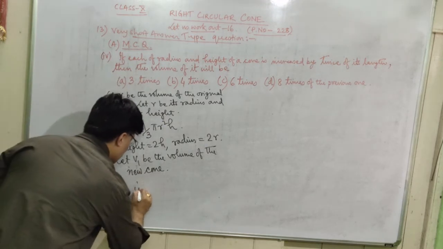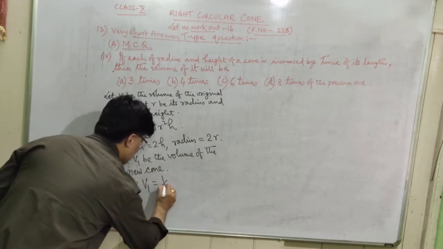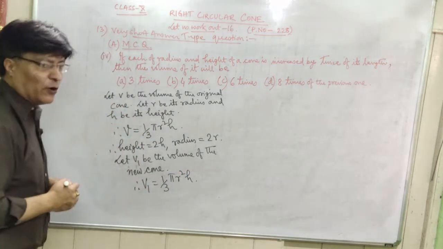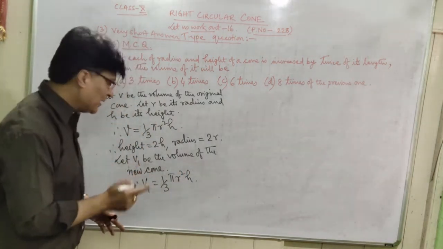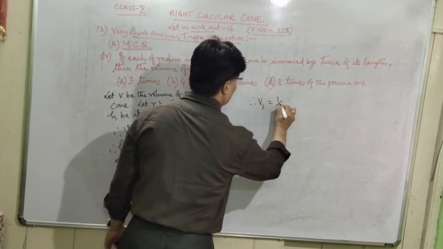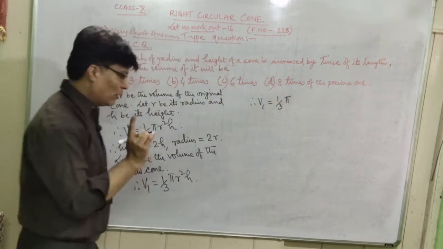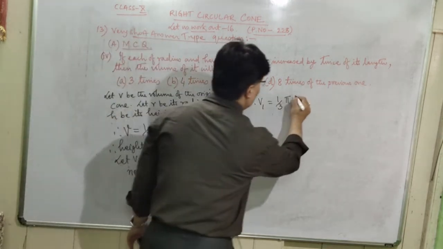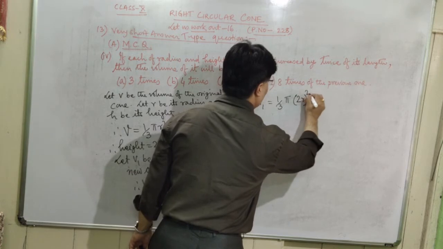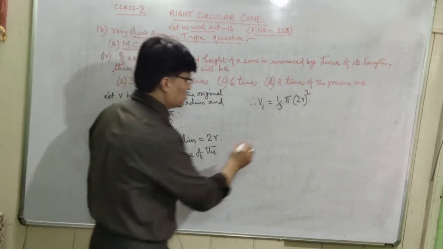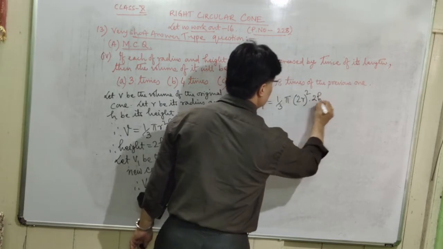Okay. So what is the formula now? V1 is equal to 1/3 pi r square h. That is the formula. Now let us put the value for r and h in this case. So therefore V1 is equal to 1/3 pi. Now let us put the value for r here. What is the value for r here? 2r. 2r whole square into, what is the value for h? What is the height here? It is twice h.